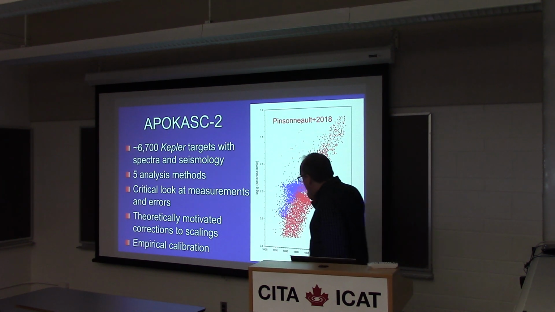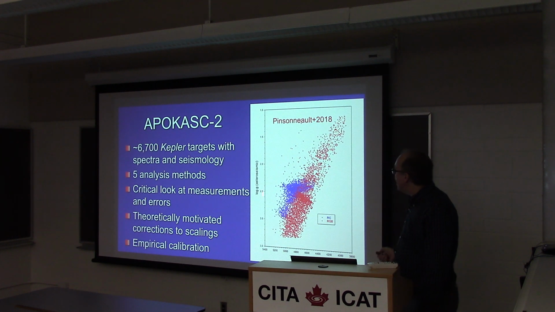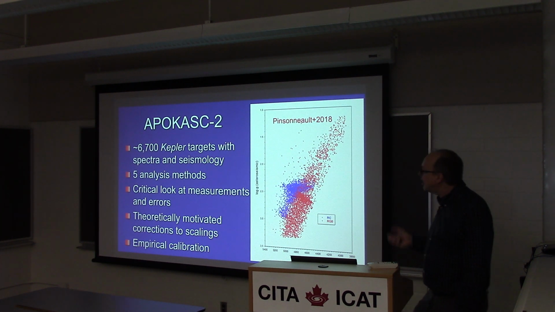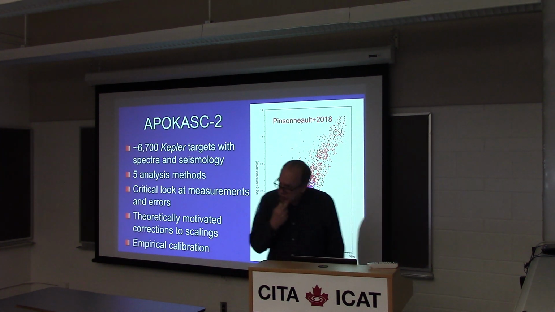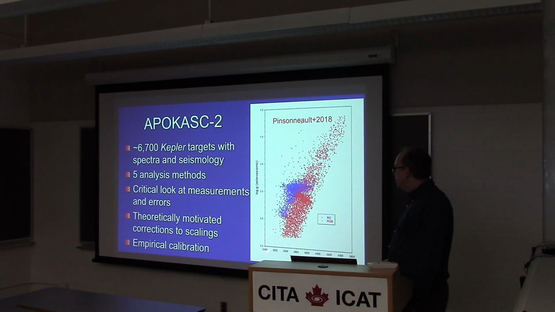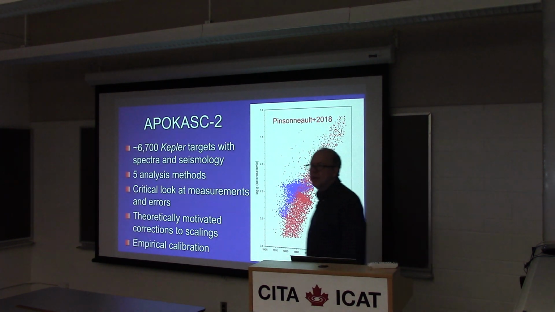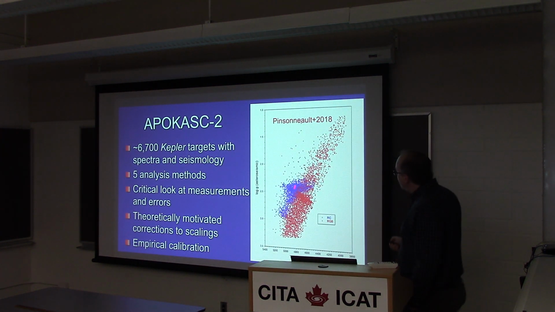The net result of this paper we published last year is the second APOKASC catalog, which has about 6,700 targets with spectra and seismology. In each of these we have masses, radii, and detailed abundance mixtures. This diagram here is showing their location on an analog of the HR diagram where the y-axis is gravity instead of luminosity. They're color-coded by the structure of the core.